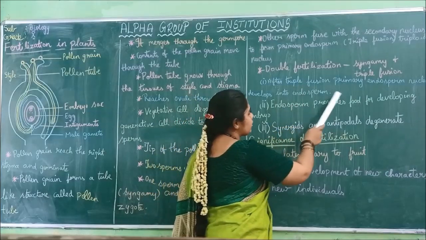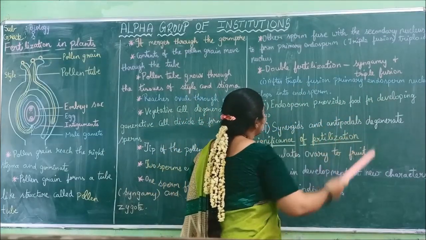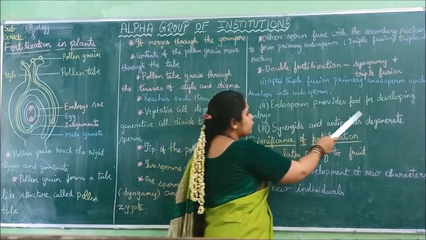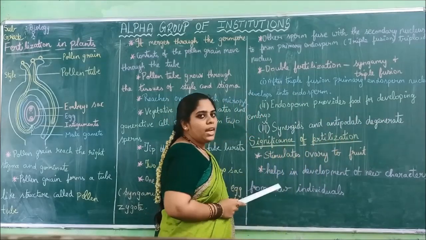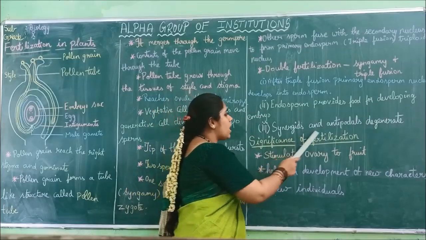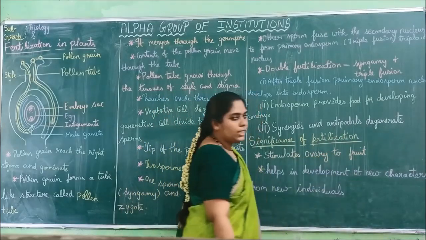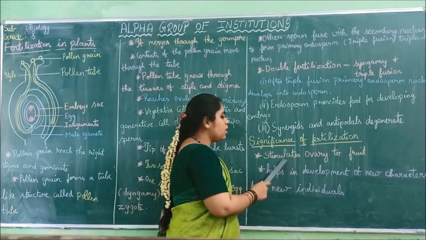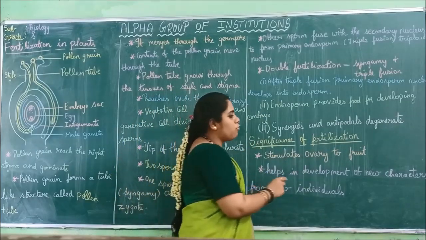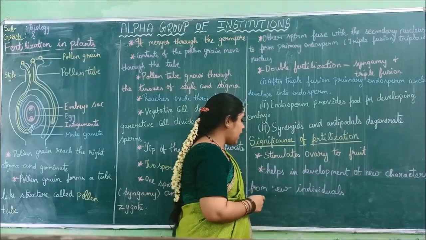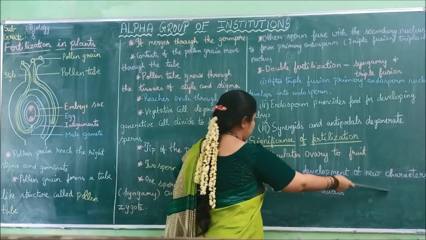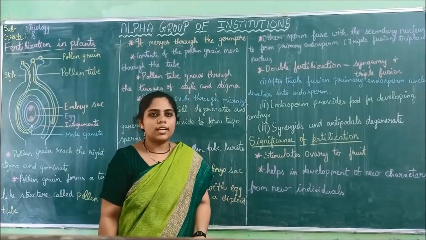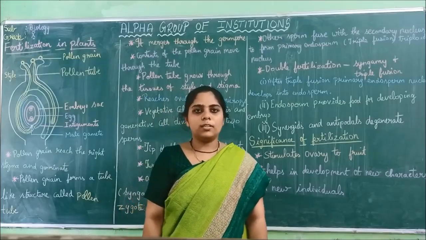After the triple fusion, what happens? The primary endosperm develops into endosperm. Endosperm provides food for the developing embryo, and synergids and antipodals degenerate. Then next is the significance of fertilization. Fertilization stimulates the ovary to form a fruit, and it helps in the development of new characters from one individual to another to form new characters through pollination.